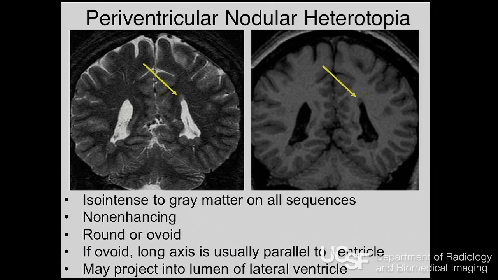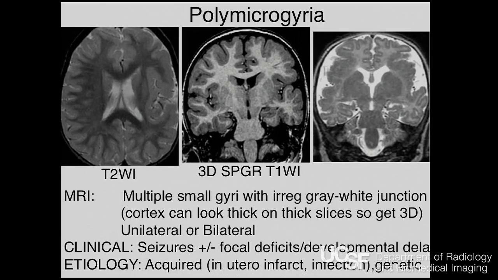Now, if the cells never leave the germinal zone, as I mentioned, the ventricular zone, which is in the wall of the ventricle, you'll end up with periventricular nodular heterotopia. And these can be epileptogenic. They classically, again, should follow gray matter on all sequences, and that's because they are gray matter. And they're typically parallel to the long axis of the ventricle, but they can also protrude into the ventricle. And they should not enhance, obviously, because we don't expect gray matter to enhance.